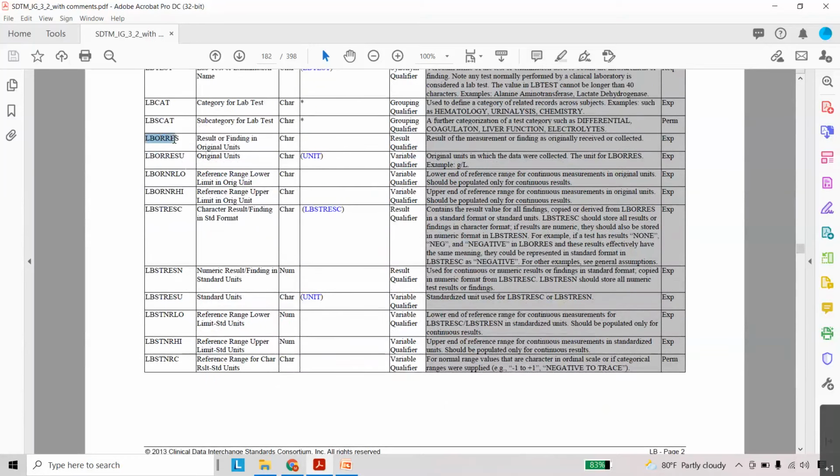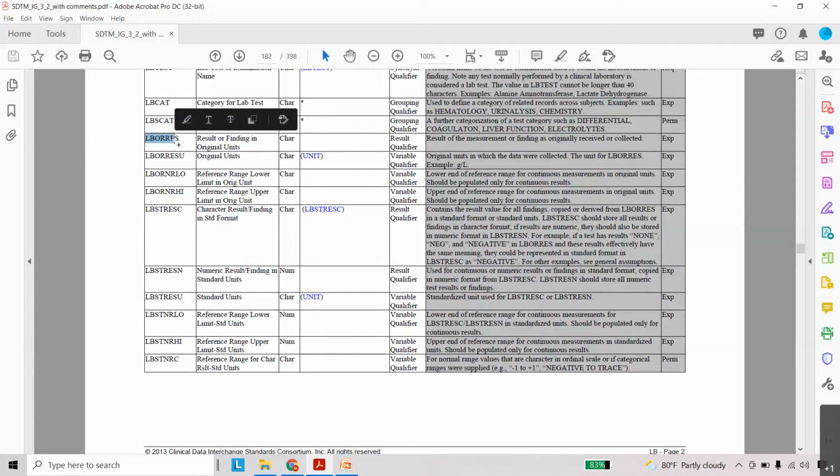Next one is laboratory original results, followed by the laboratory original results units. Once the lab analyzes the sample, usually it is called the original results. This is the reference results, the results or findings in original units. Based on the test and the study requirement, there is always an original result, and the test results will be converted to standard results.